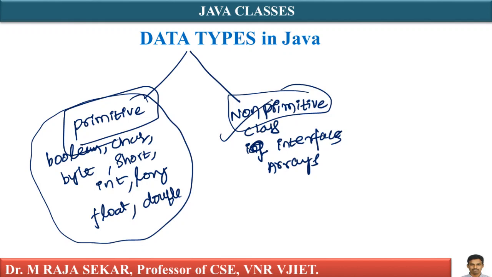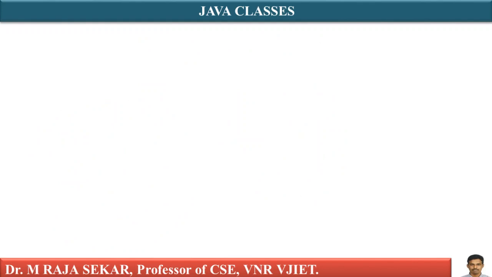I will discuss what a class is in my future classes. I will discuss what an interface is in future classes. Of course, maybe in my next lecture I will discuss arrays. For the time being, just try to understand this categorization of data types. We will spend a lot of time on these data types and how they work.